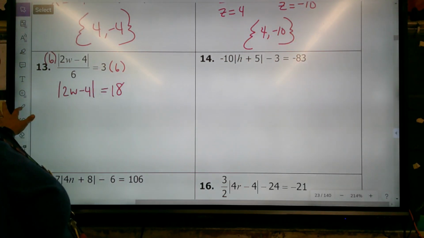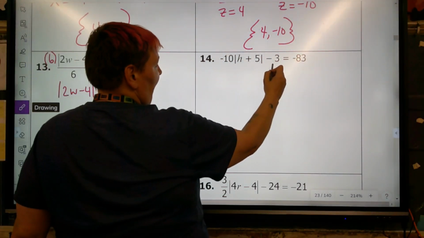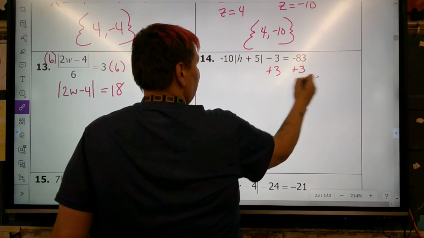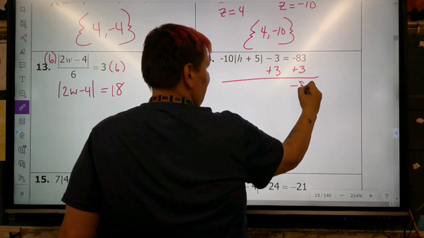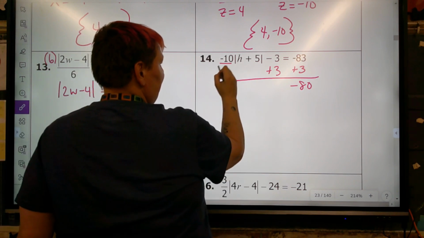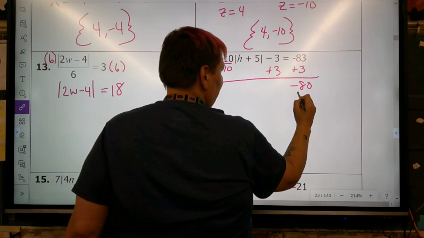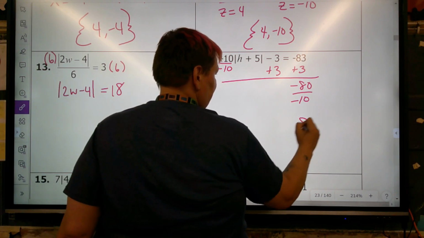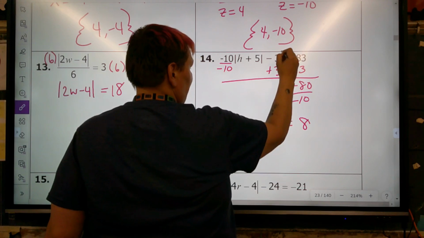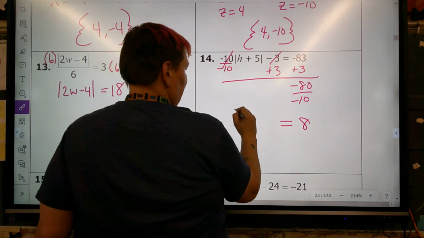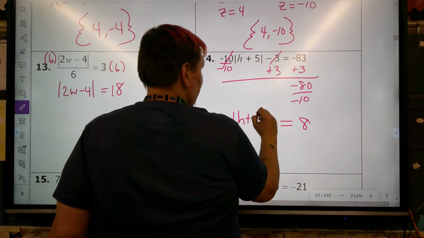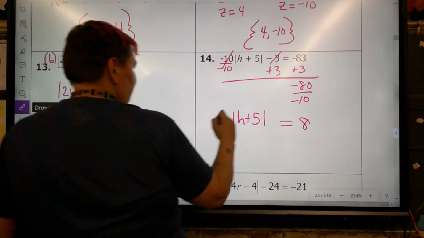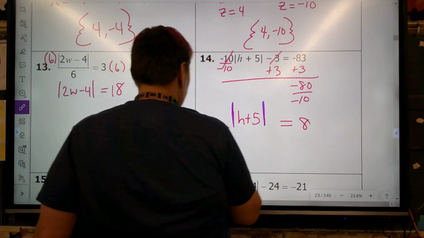On this one, I would, again, start with the constant. Get rid of the constant, which is going to give you negative 80. Then divide by the negative 10, right? Which is 8. And then that means you got rid of this and this. What's left? Now you can set the absolute value equal to the positive and the negative.